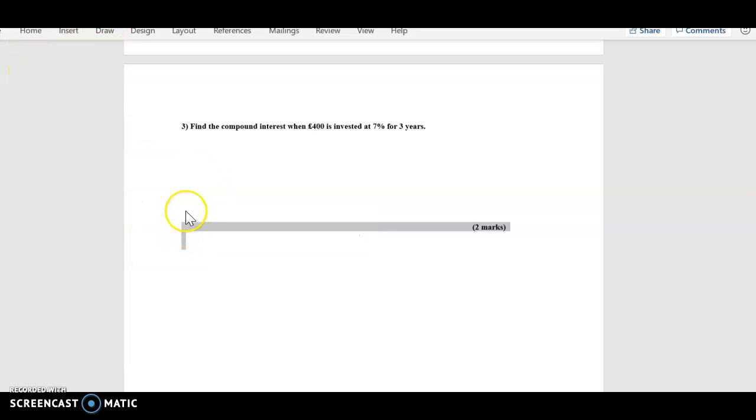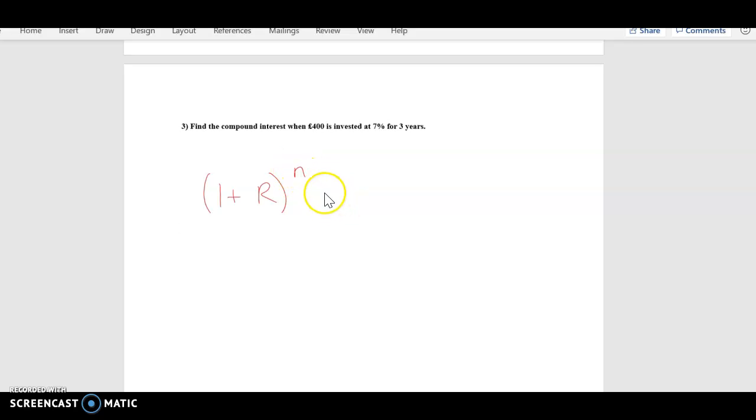Okay then, so the formula is 1 plus the rate to the number of years times by the amount. Okay, and depending on the question, you might have to take away the amount to find how much is invested. Okay, so 1 plus the rate. If it was a depreciation, it'd be 1 minus the rate. N, meaning the number of years, and the amount is how much you put in.